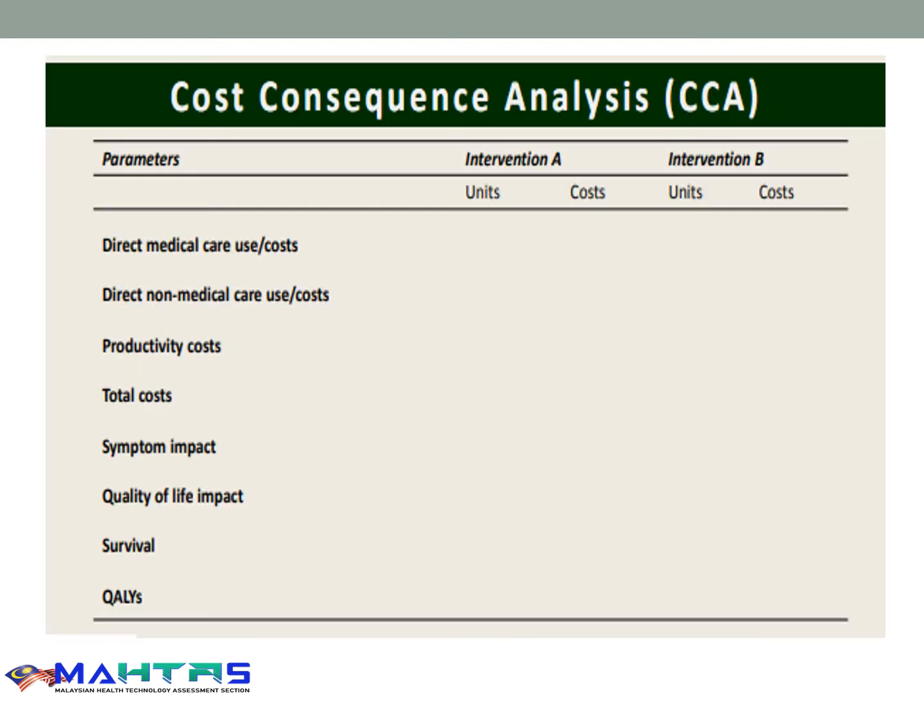Now, when we conduct cost consequences analysis, we sit down and list out all the resources that we have for that particular health intervention. This is a good example that you can see where we have different parameters, and we will be gathering the parameters for both intervention A and intervention B. Then when we have all the resources listed, we will look into the costs and the consequences that we are going to measure to compare these two interventions.